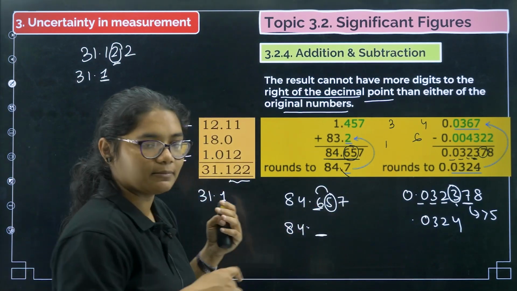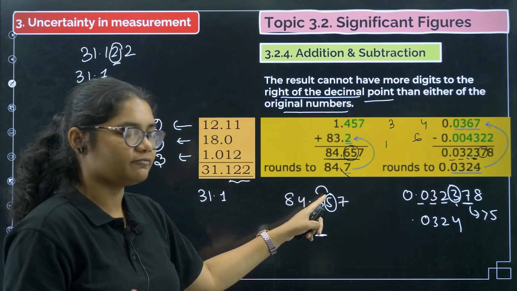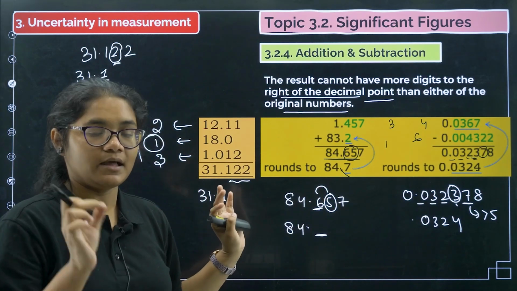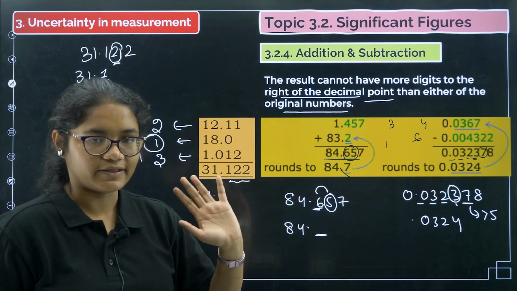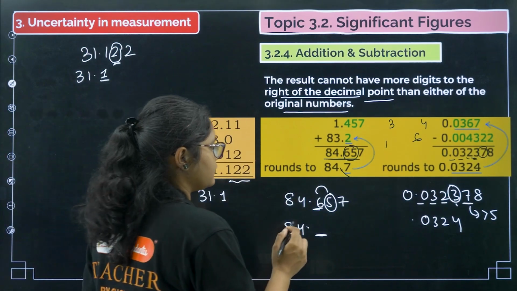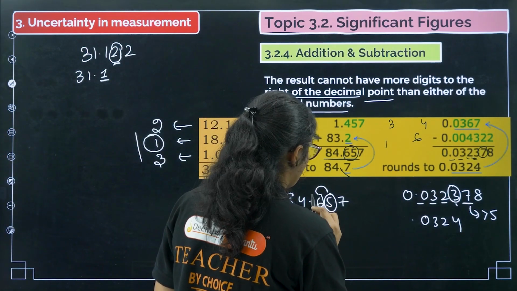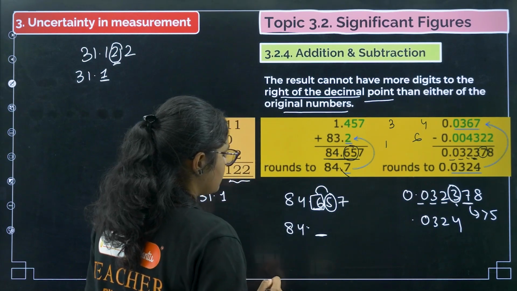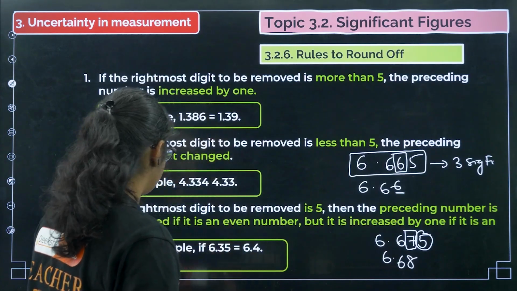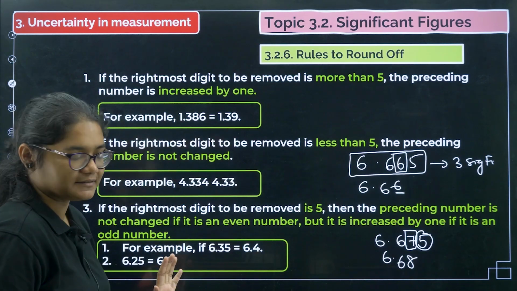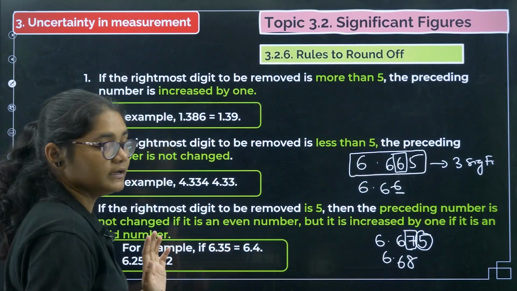This number, if it would have been greater than 5, we can increase this number. If it is less than 5, we would have kept it like this. But it is exactly 5, right? This number is exactly 5. In that case, what do you need to check? You need to check whether it is an even number or an odd number. What the rule says: if it is an even number, then it will remain as it is. If it is an odd number, it will increase by 1.